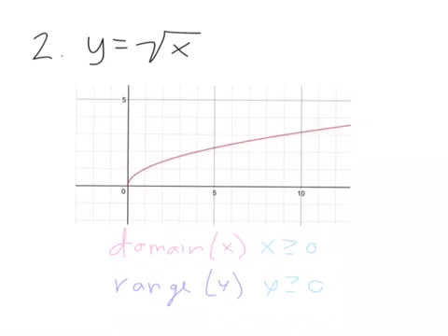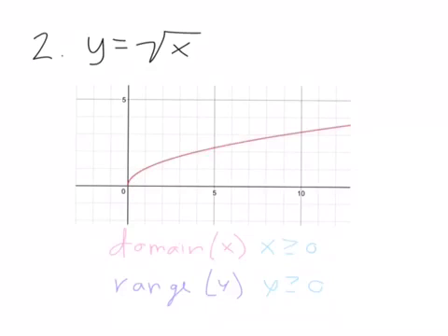So for the second one, I just need to show you the domain and range of the radical parent function y equals the square root of x. So here's the graph of y equals the square root of x. It's the same as the last one I showed you, the last video. Y equals the square root of x is like half the parabola on its side.